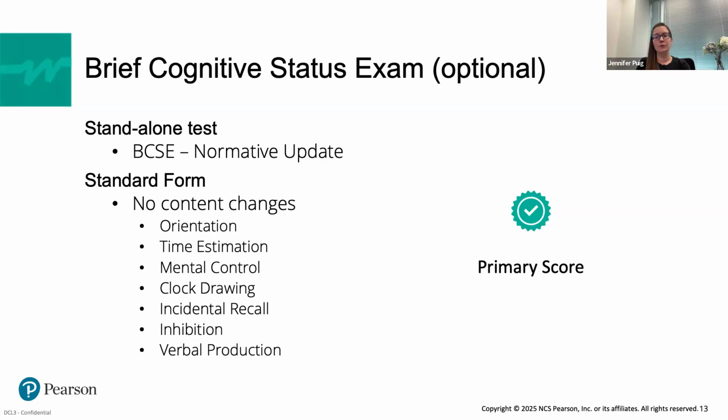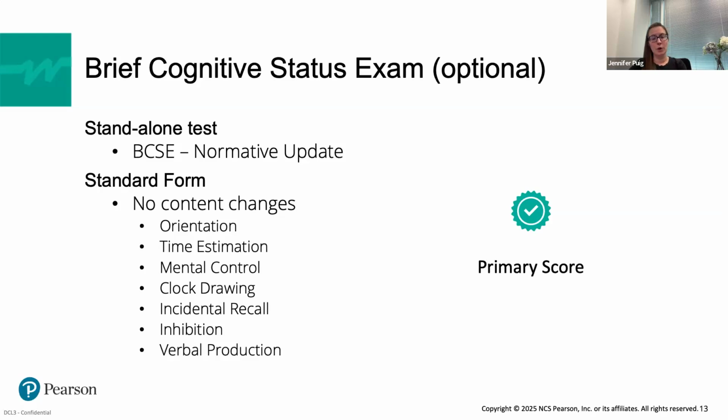It still samples from the following domains: orientation, time estimation, mental control, visual spatial planning and reasoning, incidental recall, inhibition, and verbal production. Updates to the scoring method were made to reflect changes in the normative sample. The main score derived from this subtest is a base rate that controls for age and education level. This base rate has a qualitative descriptor for ease of communication.